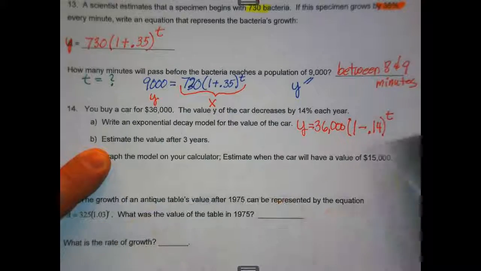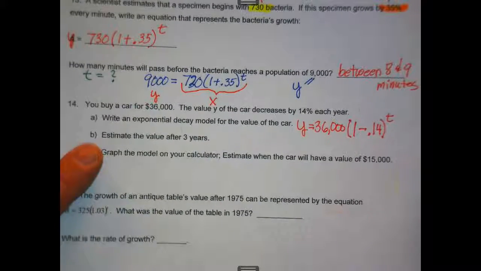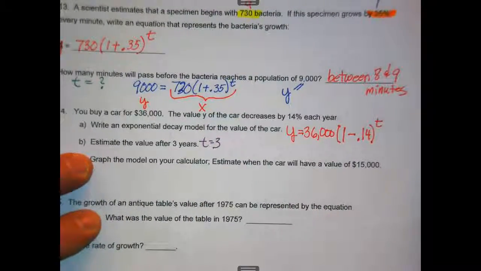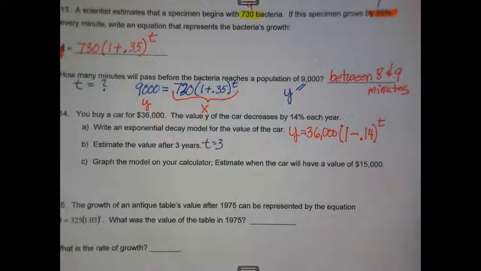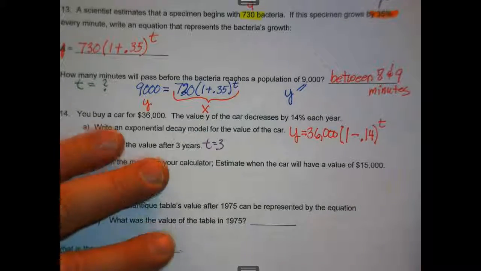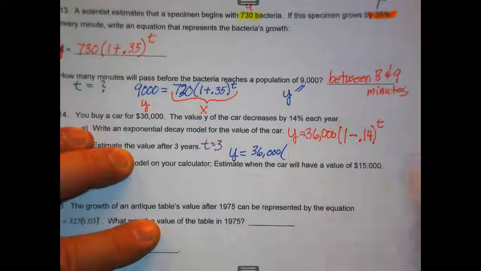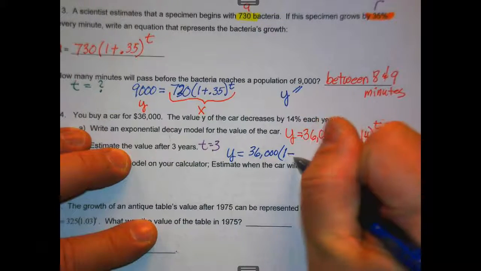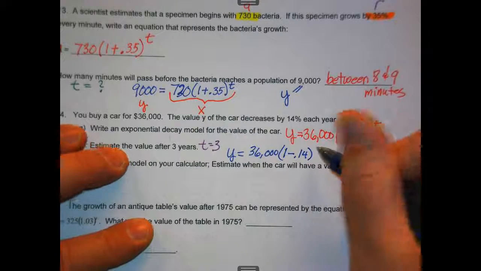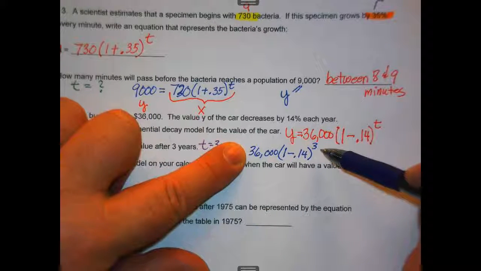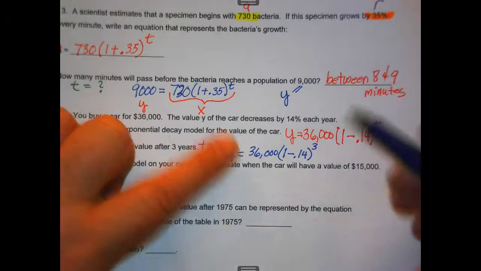Estimate the value after 3 years. So what does that mean? T. So T equals 3. Okay. Now I have the value for T. Do I have to put this in my Y equals? No. I just plug in T to find out Y. So I'm going to use Y equals 36,000 times 1 minus 0.14. This time I know what T is. It's 3. Because I have no variable on the right-hand side, I can just plug this into a calculator and get a number.